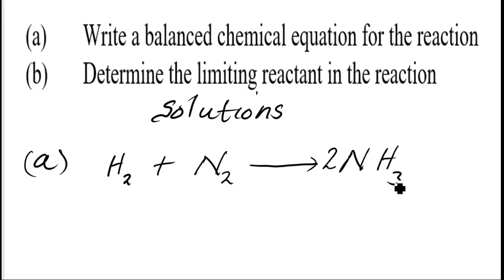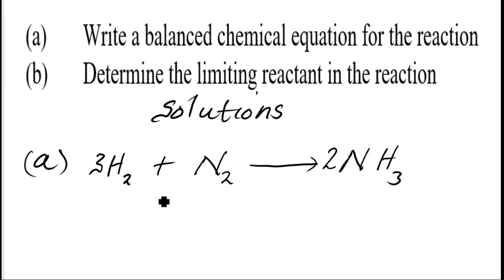So 2 times 3, that is 6 on this side. If we put 3 here, it means we have 3 times 2, which is 6 hydrogens. This side also has 6 hydrogens. We have 2 nitrogens on this side, and also 2 nitrogens on this side, meaning that our equation has balanced. That is simple and straightforward.